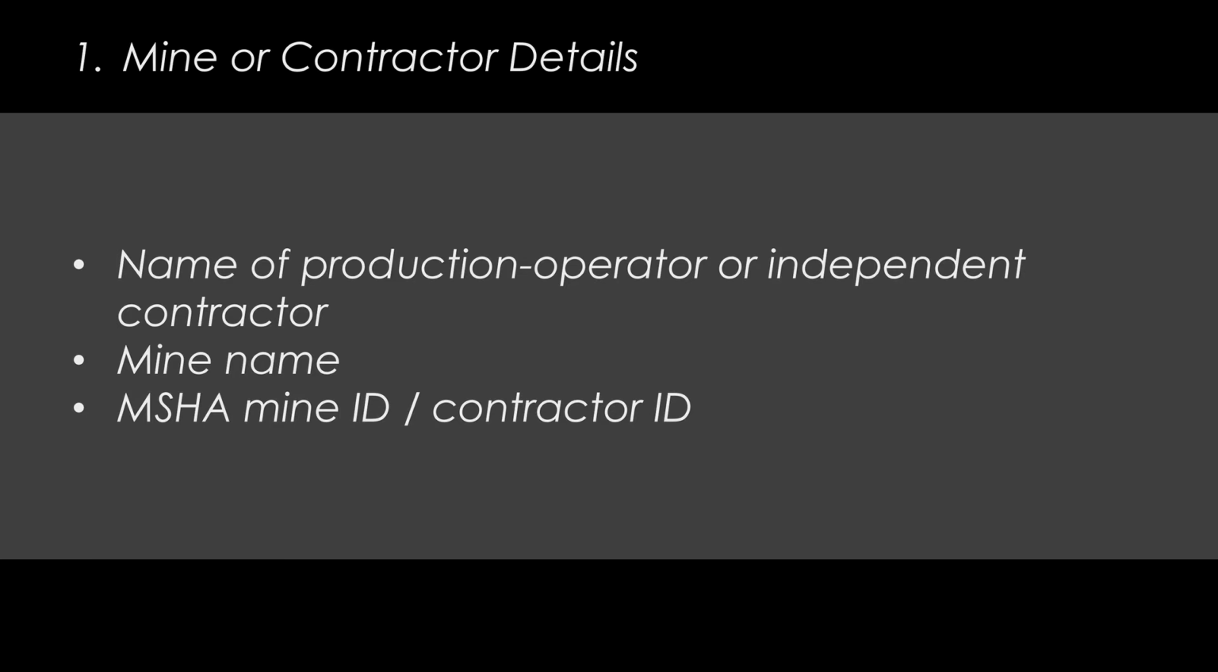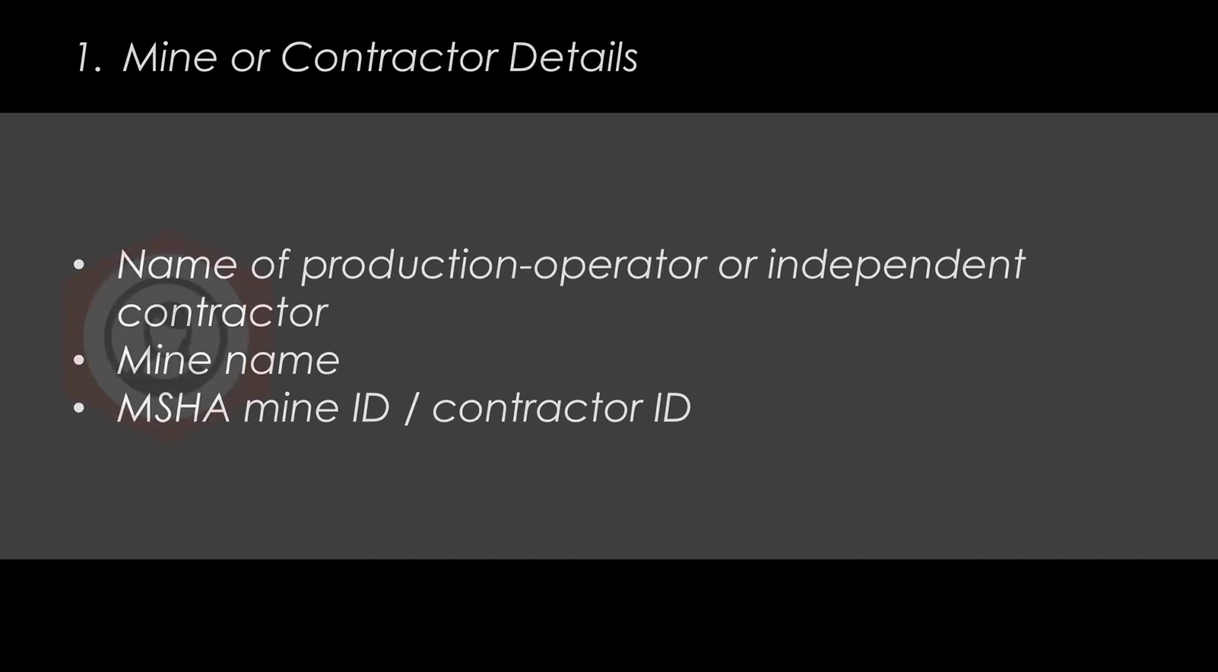So, number 1, mine or contractor details. This is going to be the name of the production operator or independent contractor, and again, this is typically a company name. The mine name, so the name of the specific mine site, and the MSHA mine ID or the contractor ID. And this is an ID that's provided by MSHA. You actually have to apply for it. It's free. You can get it online. But this is an official identifier from MSHA.